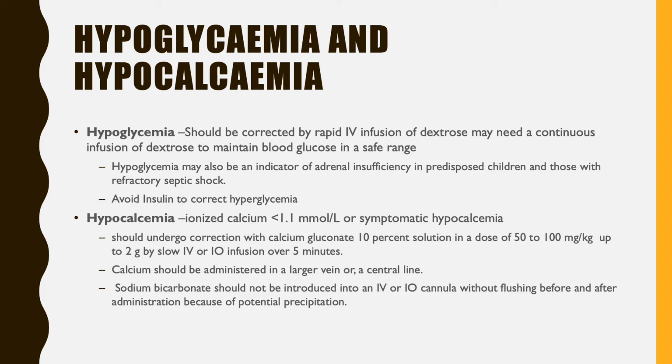And then patients with sepsis often have hypocalcemia, which may need to be corrected if it's less than 1.1. This can be corrected with calcium gluconate, 10% solution, at doses of 50 to 100 milligrams per kg by IV or IO infusion over 5 minutes. It should be administered into a large vein and should never be mixed with sodium bicarbonate.